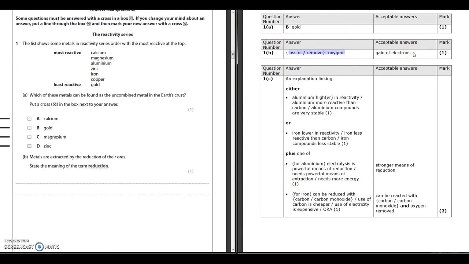Oxidation is loss of electrons. Reduction is gain of electrons. Just checking my subject knowledge there for a second, as you do. So that's what this bit here is talking about in the acceptable answers, because you might go on to study further stuff and then take all your tests at the same time.